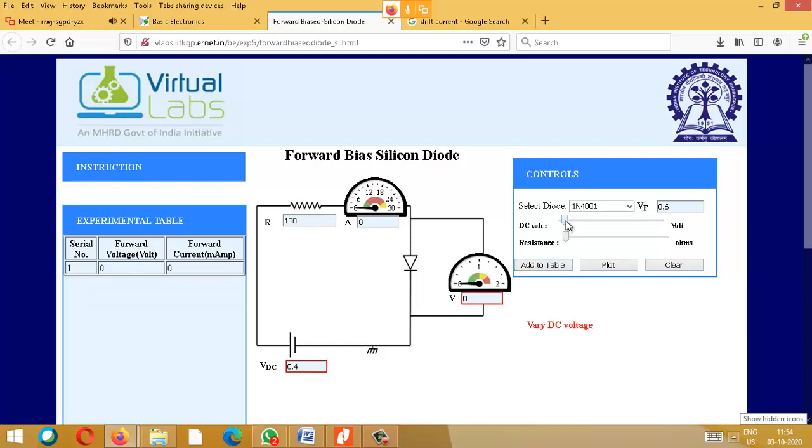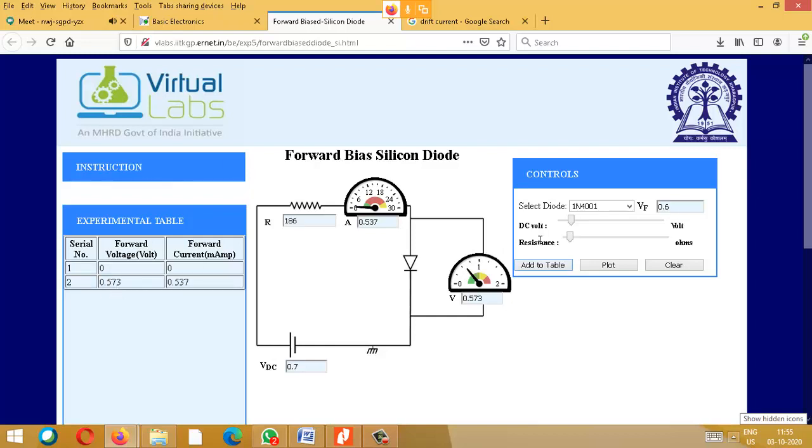Now slightly go on increasing. You can add this also, and since it is not showing anything for very small values, you can increase slightly more. When I cross 0.6, you can see what happens here. Once I have crossed that value, there is something dropped across my diode, and the remaining is here, which is 0.5. Now current has mildly started, so press this button, add to table, and you will get it here.